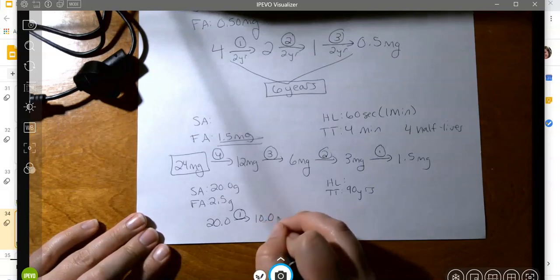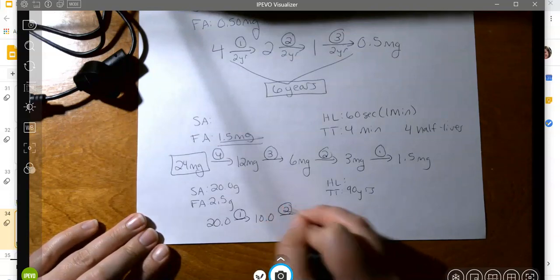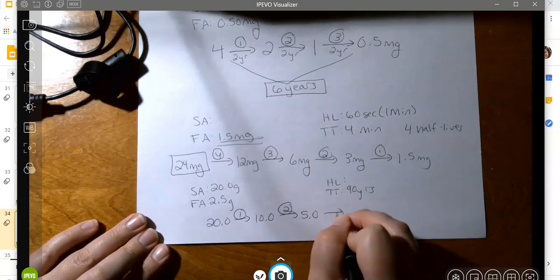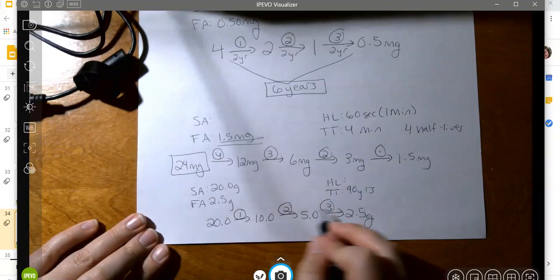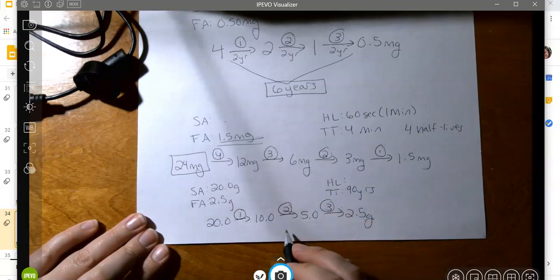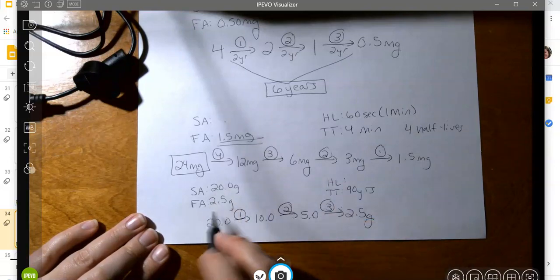Okay, so after 1 half-life, I had 10. After 2, I had 5. And after 3, I had 2.5 grams. So it took 3 half-lives to get from the starting amount to the final amount.